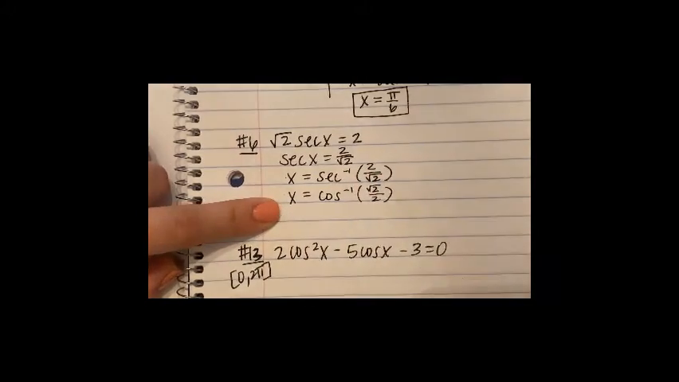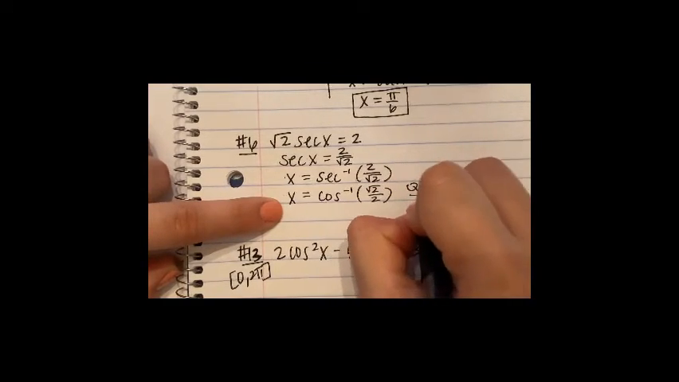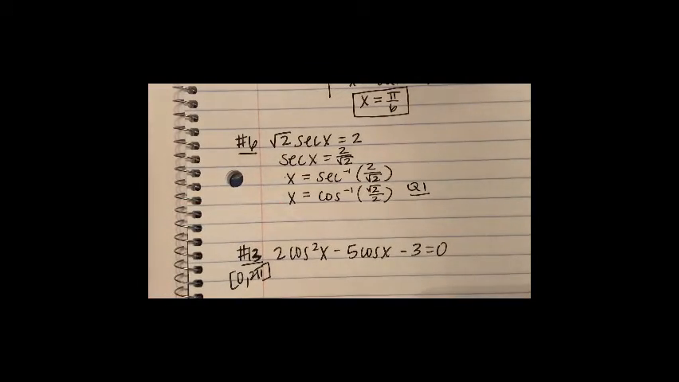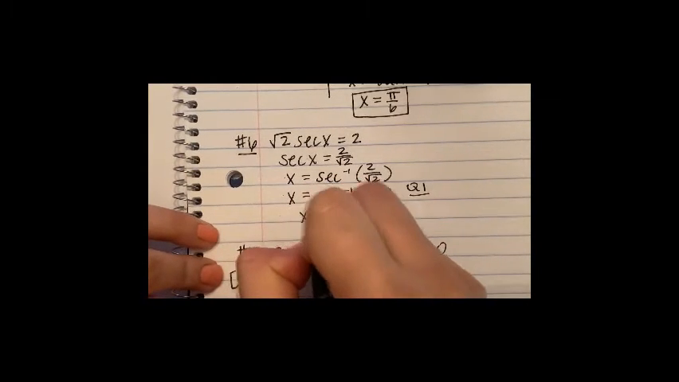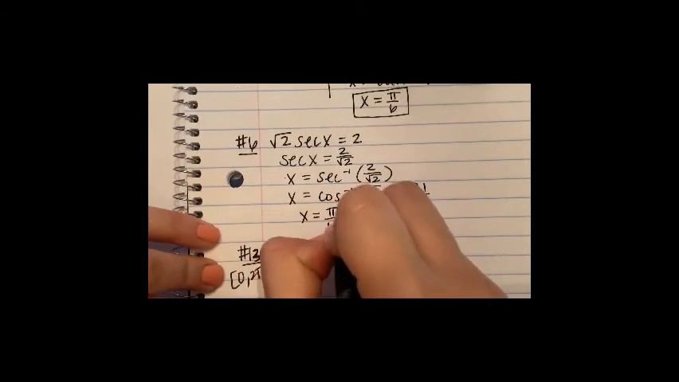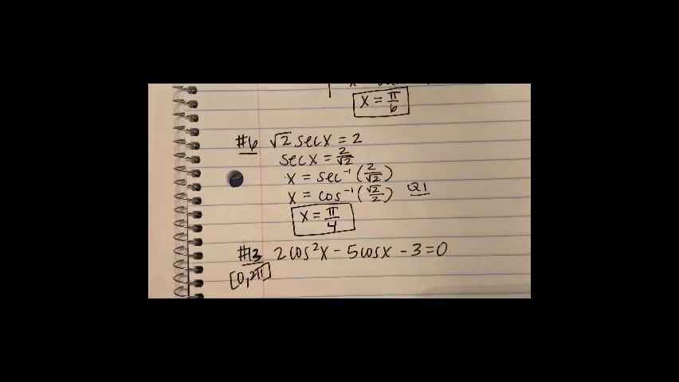So now this is a positive number, so I'm looking in quadrant 1. That's in my interval. Where's the x value root 2 over 2? That happens at pi over 4. Okay, one more, then we're done.